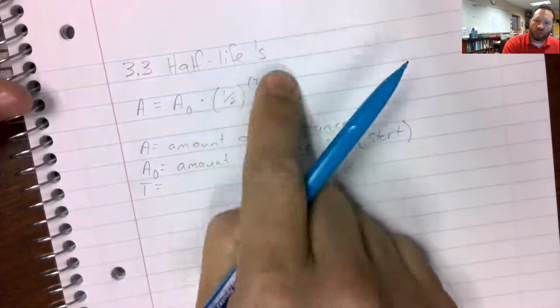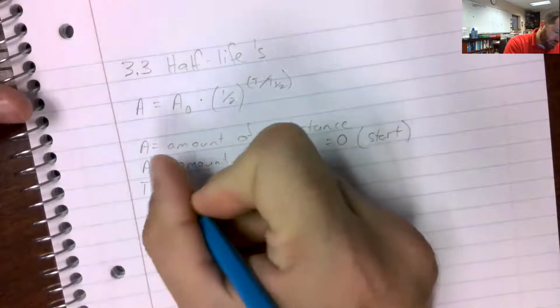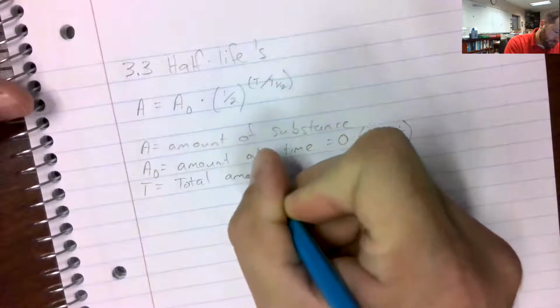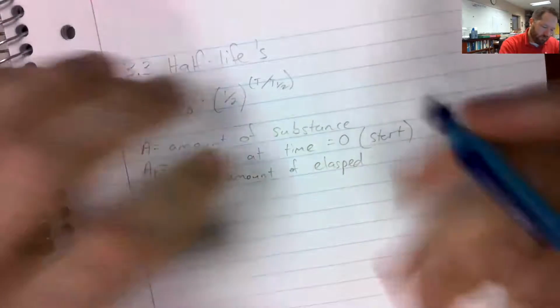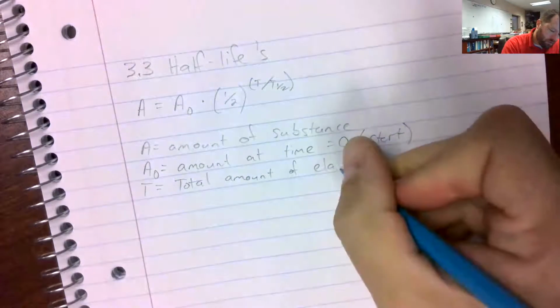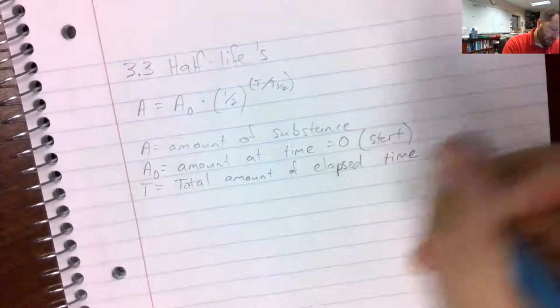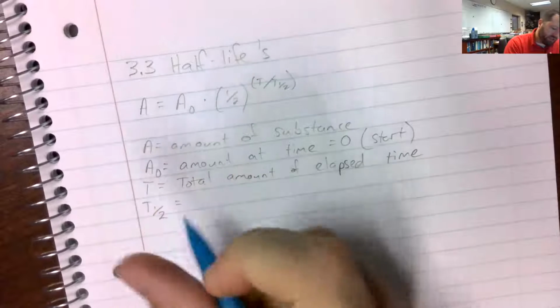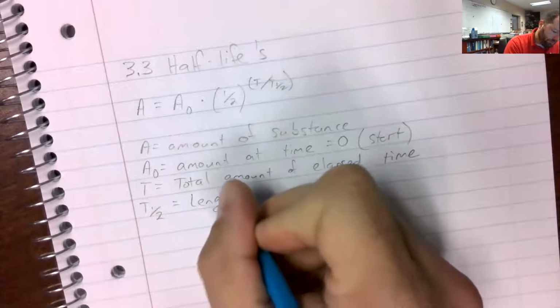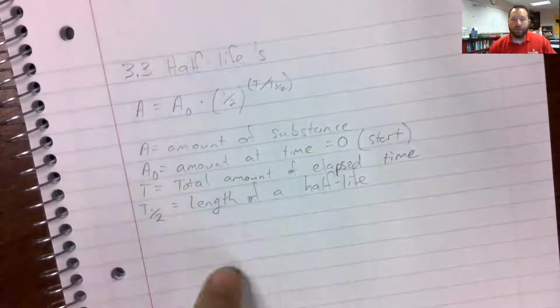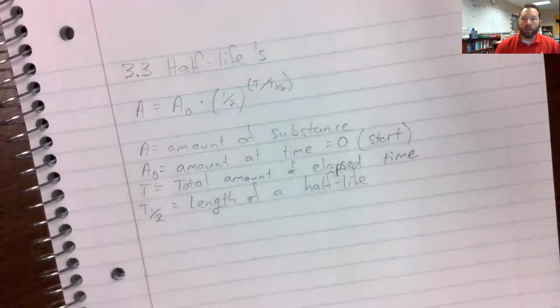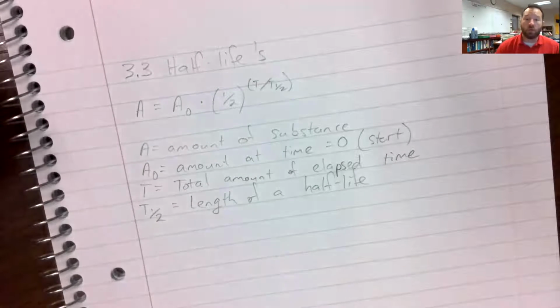The big T, so this is raised to the power of, so it's times 1/2 raised to the power of. The big T is the total amount of time. And then the T 1/2, hopefully this one makes sense, is the length of a half-life. And the length depends on which radioactive nucleus you're working with. Some have a really, really long half-life. Some have a much, much shorter half-life. It all depends on which radioactive nucleus you're working with.